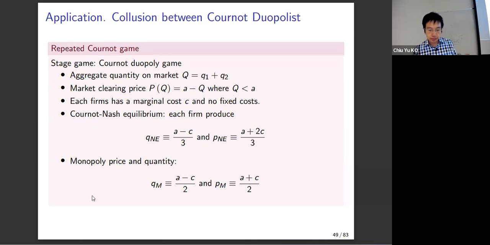Now, the question would be, can they get this? Because for two firms, the best case is monopoly. Because for one firm, the best is monopoly. Two firms will jointly share the monopoly profit. That's what a cartel is, right? It's like a cartel, collusion or cartel. Is there any way to do it?